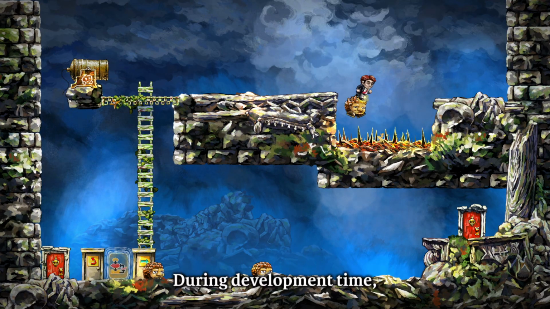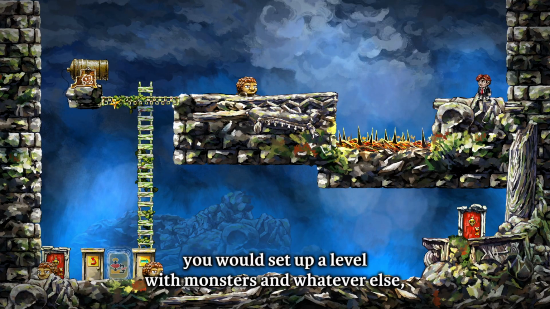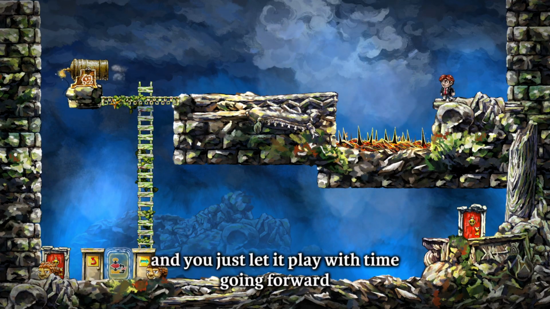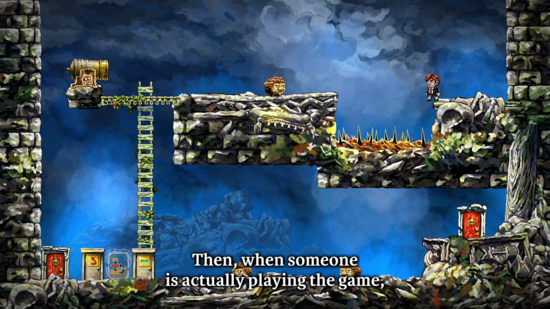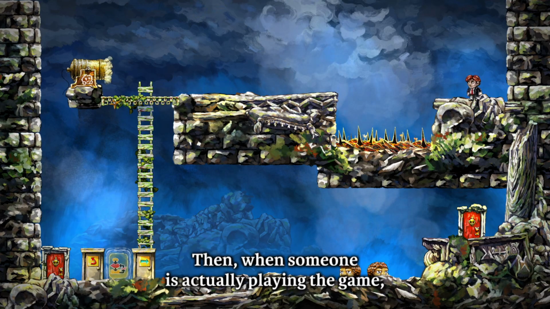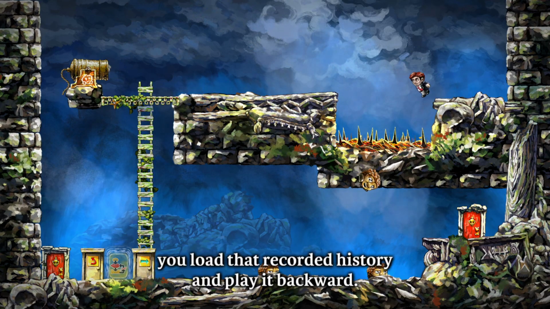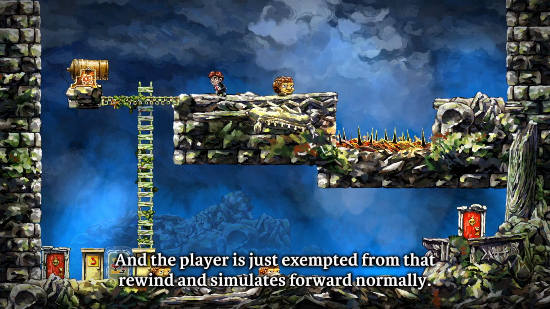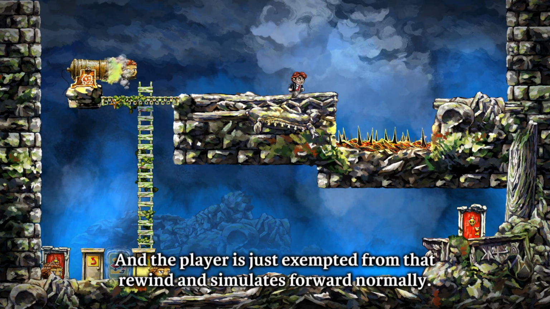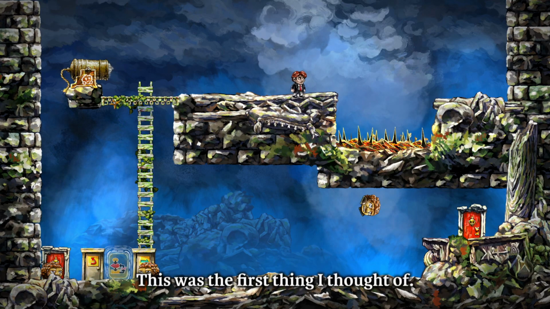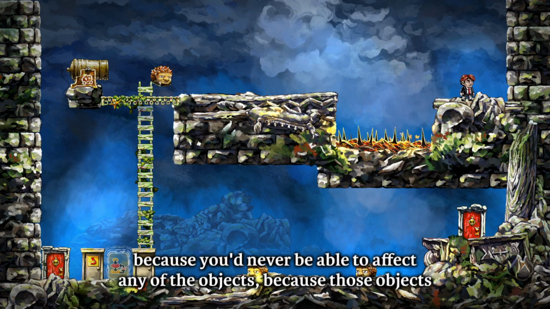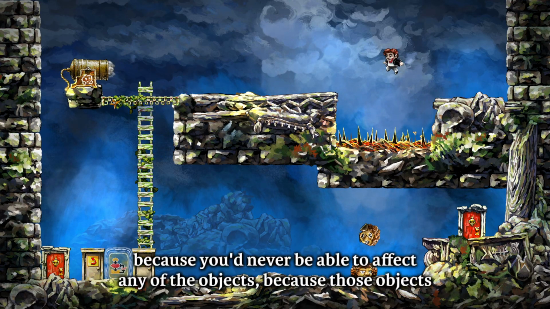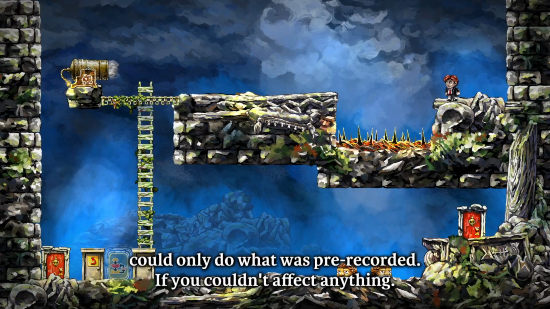During development time, you would set up a level with monsters and whatever else, and you just let it play with time going forward and record the history of that, just like we do for normal rewinding. Then, when someone is actually playing the game, you load that recorded history and play it backward, and the player is just exempted from that rewind and simulates forward normally. This was the first thing I thought of, and immediately I felt it just wouldn't be very good, because you'd never be able to affect any of the objects because those objects could only do what was pre-recorded.